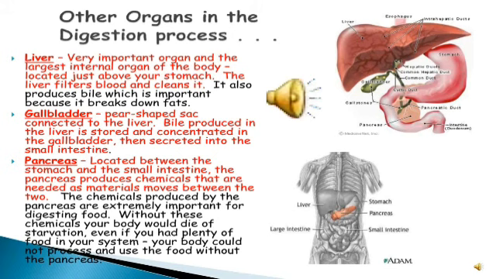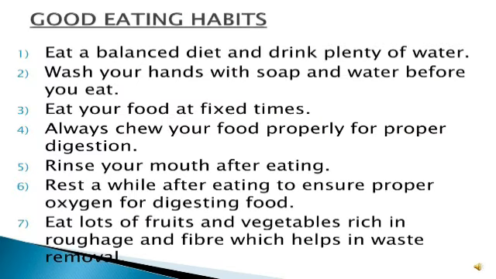These are the other organs, which we don't have to learn in detail, that are involved in the digestion process, such as the liver, which also produces some juices, bile, then the gallbladder, which is a pear-shaped sac, and the pancreas, which is located between the stomach and the small intestine.